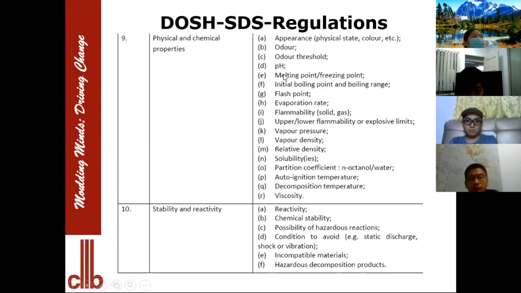It would give us probably pH, and it would also give us vapor pressure and relative densities as well. And if it's very viscous, then the viscosity information will be given here. If it is a flammable solid, we'll see there are auto ignition temperatures indicated. Also, for solids and gases, the flammability information will be given here as well.